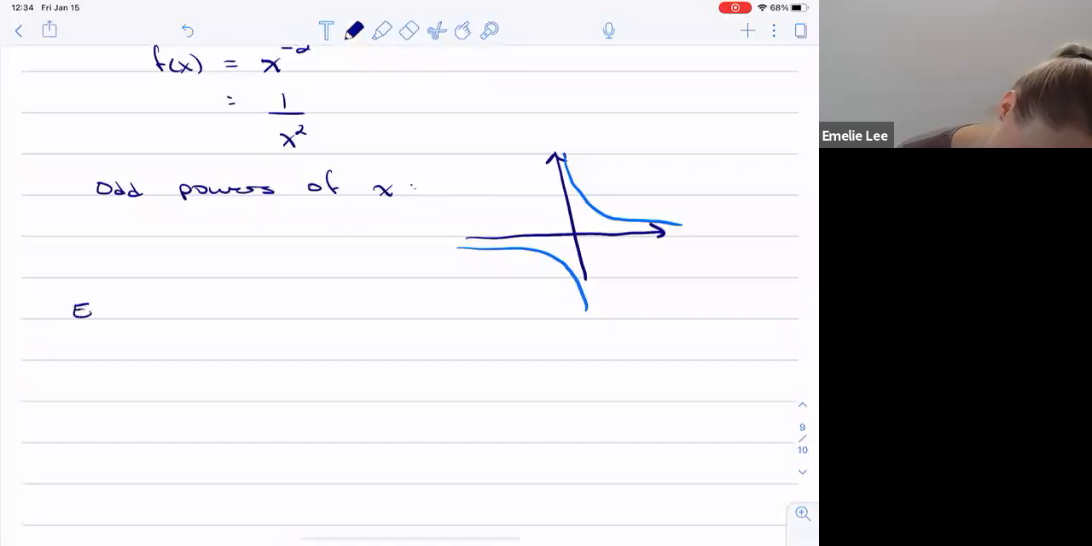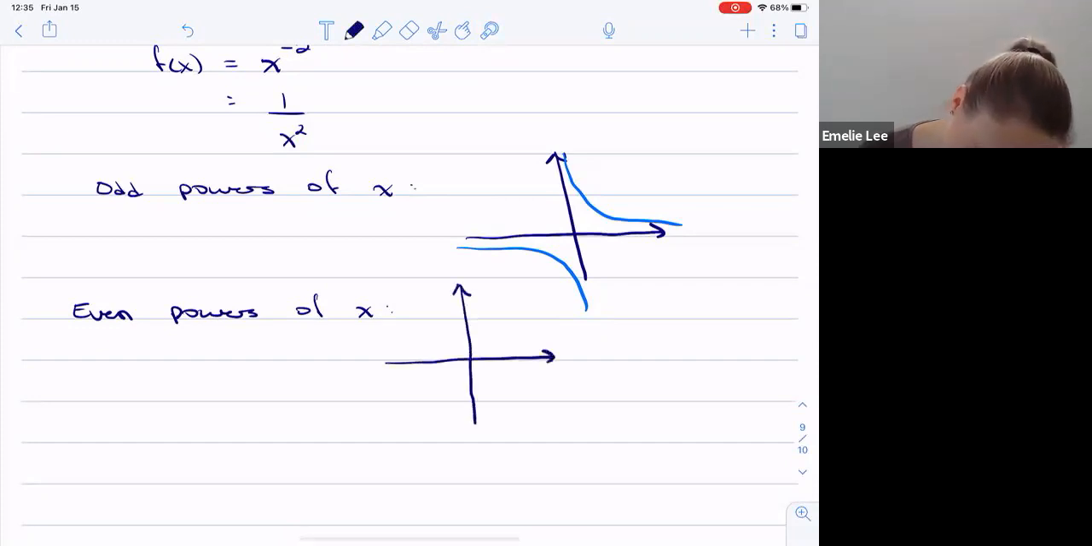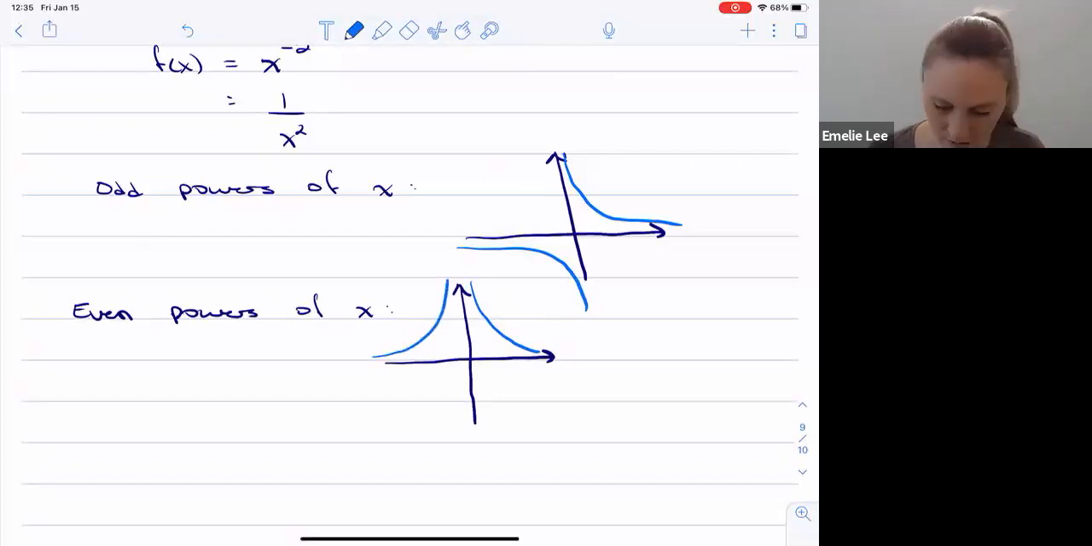Whereas the even powers, if it's in the denominator, right? The even powers of x go up towards infinity together. And it might move closer or further away from the origin depending on the power, but just knowing the general shape that you're expecting to see here is going to be really useful.